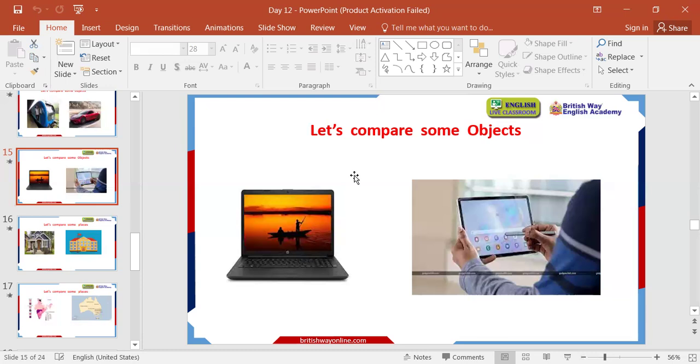The tablet is more useful than a laptop. Tablets cost less than laptops. The laptop is better than tablet. Laptops play more games than tablets. Laptops are bigger and more expensive than tablets. Tablets are easier to carry and better than the laptops. Yeah, use the physical and qualities, right? The features of that, okay?